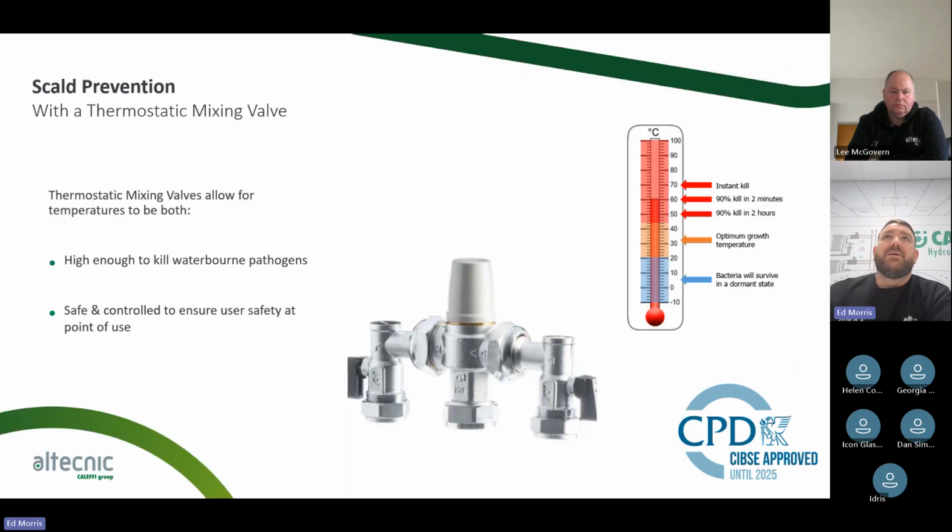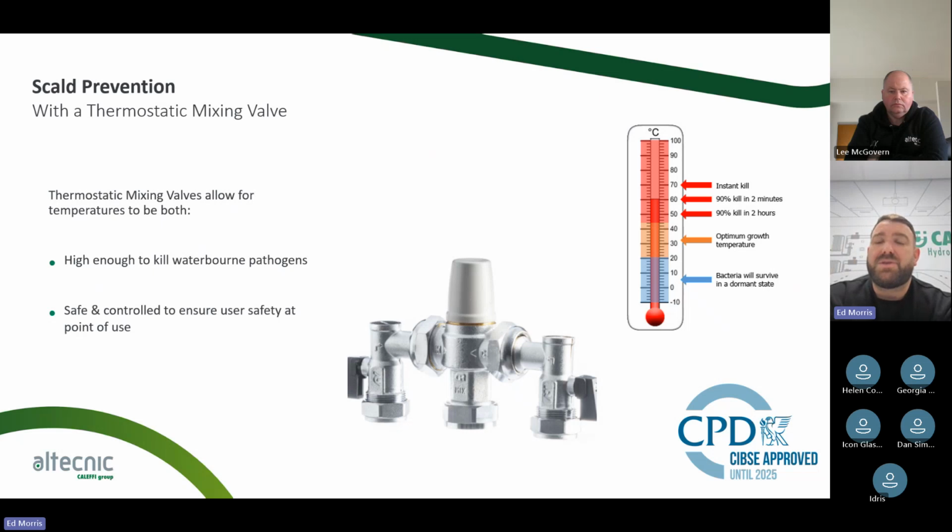So scald prevention, we've spoken about we want to keep temperatures as high as we can to try and reduce the risk of pathogens or bacterial growth within water, but that leads to its very own issues with scald protection as well. So we have to try and protect that as best we can at point of use, or depending on however we're using a mixing valve.